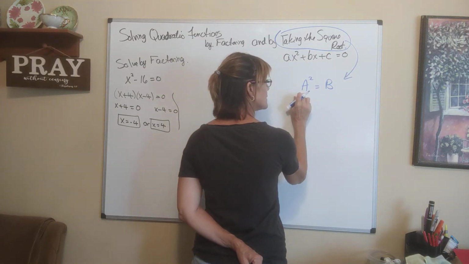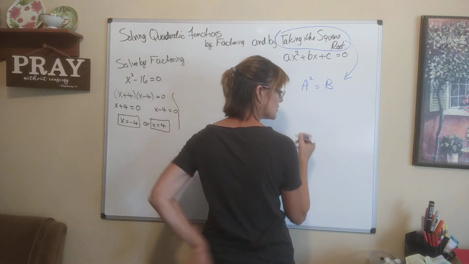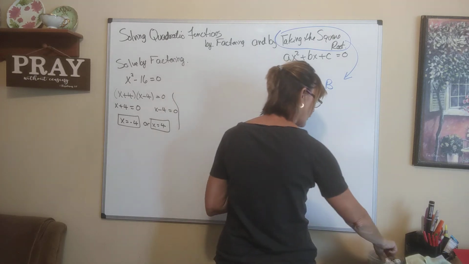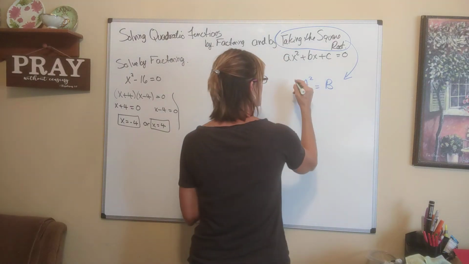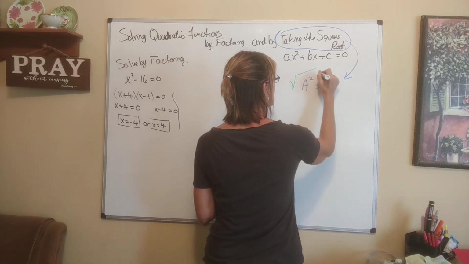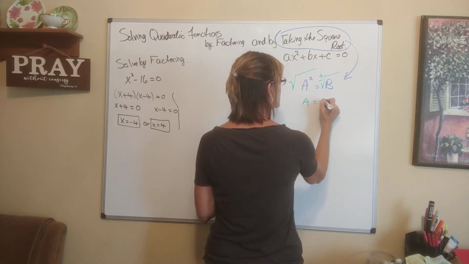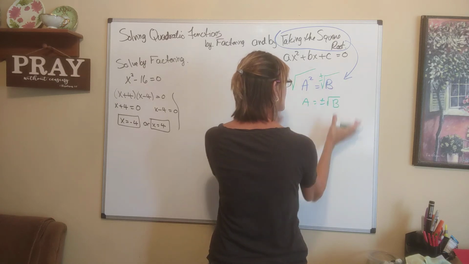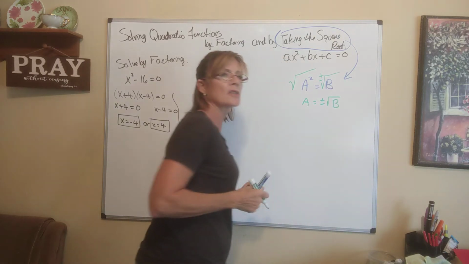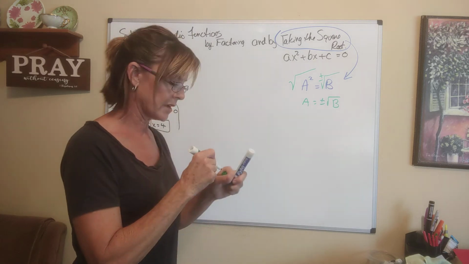And so there's an x somewhere in this a right here. So how you would solve this, you would just take the square root of both sides. So let's just take the square root. The square root of this is equal to plus or minus the square root of that. So we get a is plus or minus the square root of b. This is the square root method, where a is some function of x, some term of x.